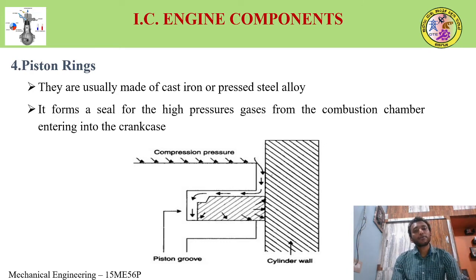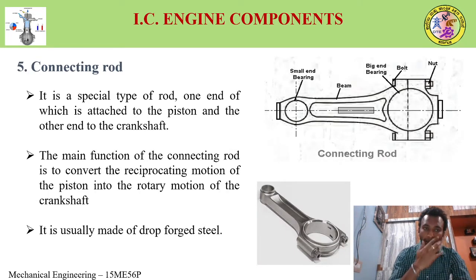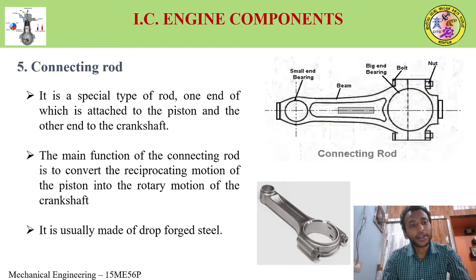They are usually made up of cast iron or a pressed steel alloy. It forms a seal for the high pressure gases from the combustion chamber entering into the crankcase. So, a leak proof joint. That's it. Next we go to this connecting rod.